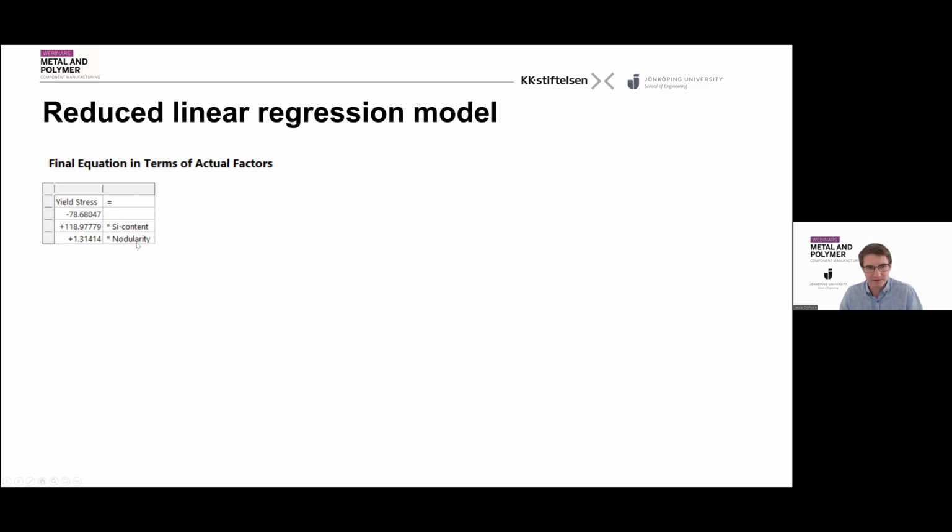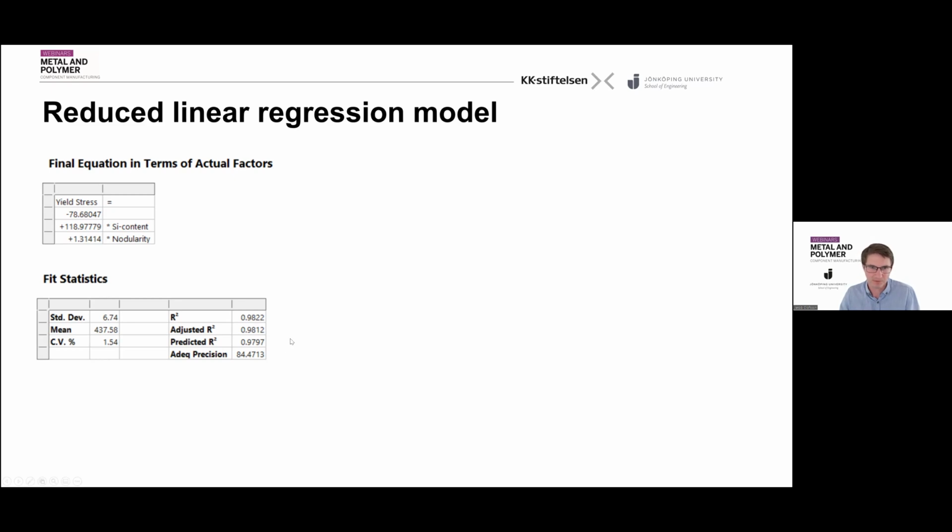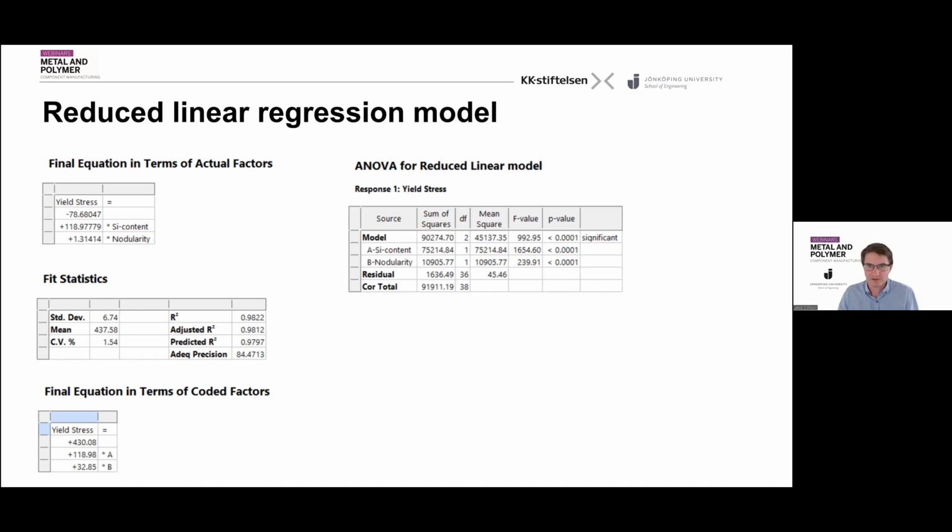What does the statistics tell us about this one? Well, okay, let's look at the R². It's still the same as when we started, more or less, 0.98. And we have increased the adequate precision even more. So it actually fits very well. And we still see that both these factors are highly significant when we look at the terms on the coded factors. So we have only significant terms now. And looking at the statistical significance, they are all now significant.